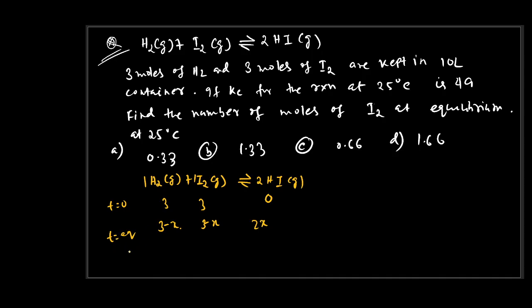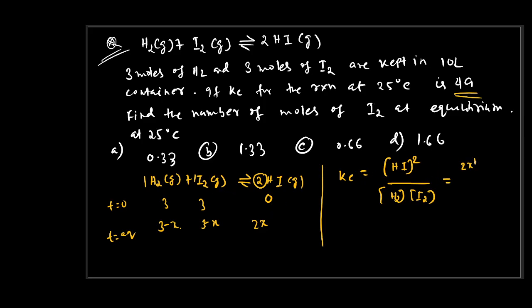Then what they ask: Kc is given as 49. Then find the number of moles of I2. So previously they asked to calculate Kc. Now they give the Kc and ask to calculate the concentrations or moles of the reactants. So how will you solve? We know that Kc is product concentration divided by reactant concentrations, that is HI, and coefficients become powers, over H2 and I2.